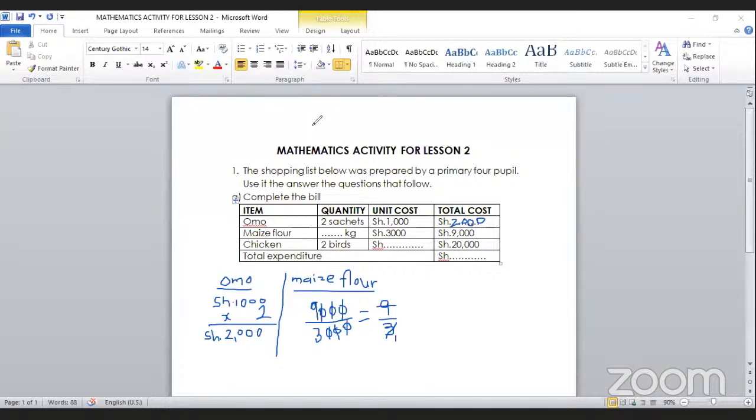You draw 3 balls like this. Then divide it, and you give them 9. You count: 1, 2, 3, 4, 5, 6, 7, 8, 9. So 9 divided by 3 equals 3. So here you have got 3. So you go back there and fill in your table. Members, that is how you are supposed to fill in that table.